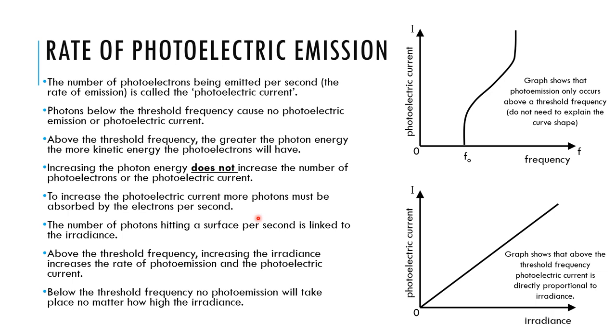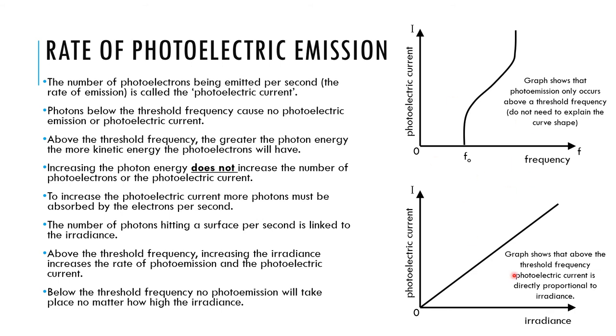To increase the photoelectric current, more photons must be absorbed by electrons per second, and the number of photons hitting a surface per second is linked to the irradiance. So, the more photons, the bigger the irradiance. If we increase the irradiance, we're increasing the number of photons, and as long as it's above the threshold frequency, we will increase the photoelectric current. Above the threshold frequency, increasing the irradiance increases the rate of photoemission and the photoelectric current. Below the threshold frequency, no photoemission will take place, no matter how high the irradiance.